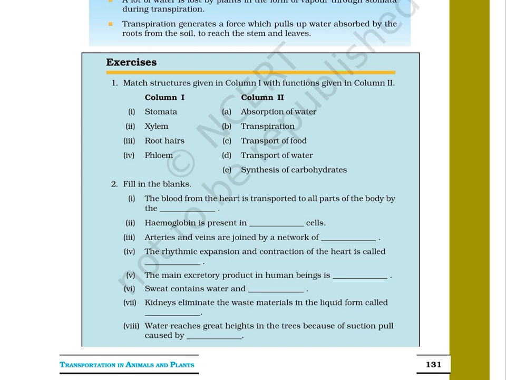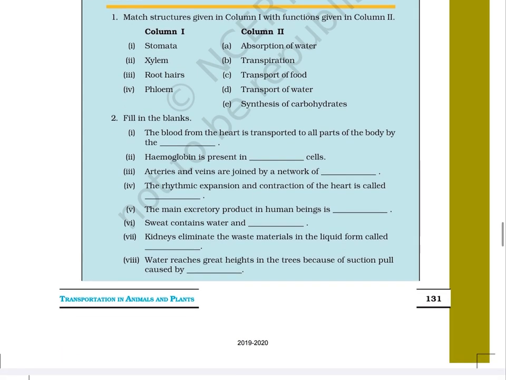2. Fill in the blanks. 1. The blood from the heart is transported to all parts of the body by the blank. 2. Hemoglobin is present in blank cells. 3. Arteries and veins are joined by a network of blank. 4. The rhythmic expansion and contraction of the heart is called blank.